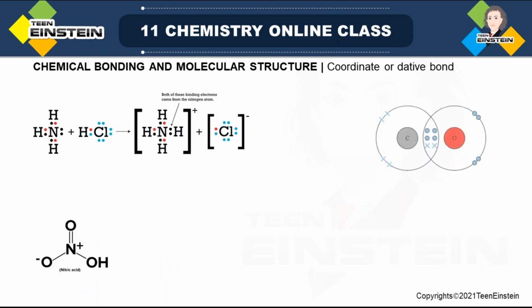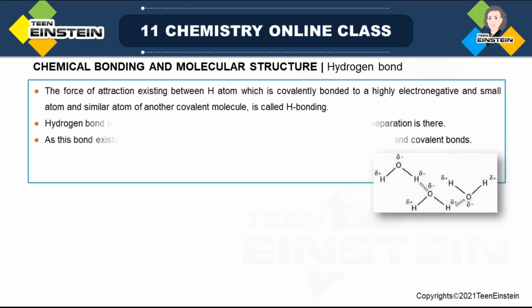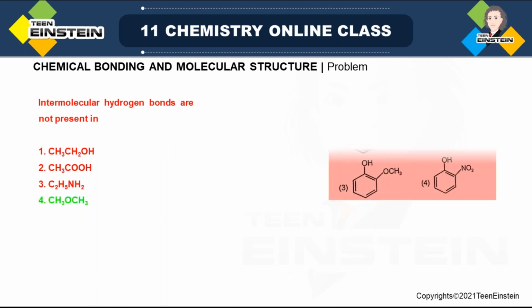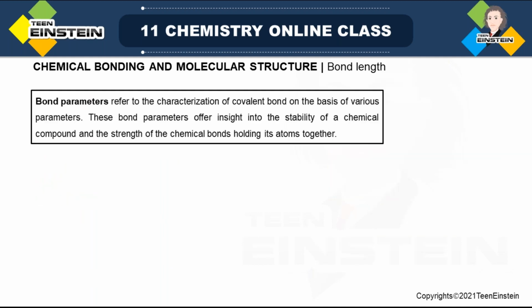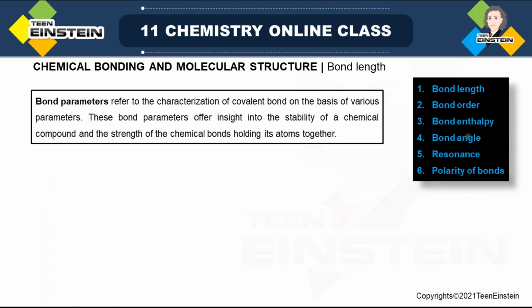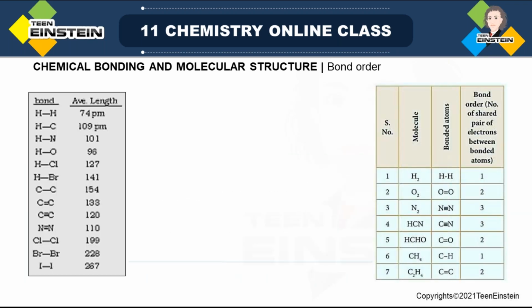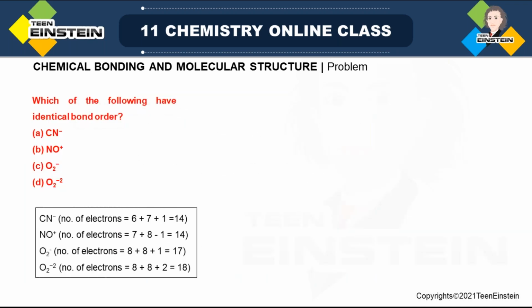Let me show all the bond parameters that we have seen in the last class. So these are all the bond parameters: bond length, bond order, bond enthalpy, bond angle, resonance, and polarity of bonds. And out of this, we have covered two, that is the first two, bond length and bond order. So now we will start the next one, which is bond enthalpy.